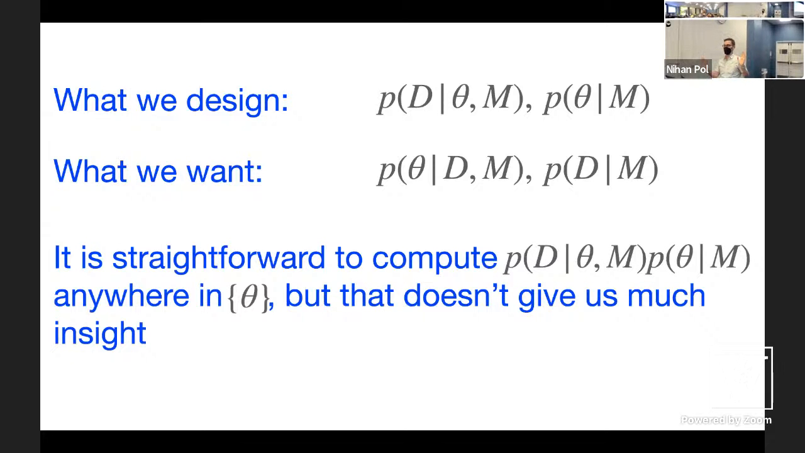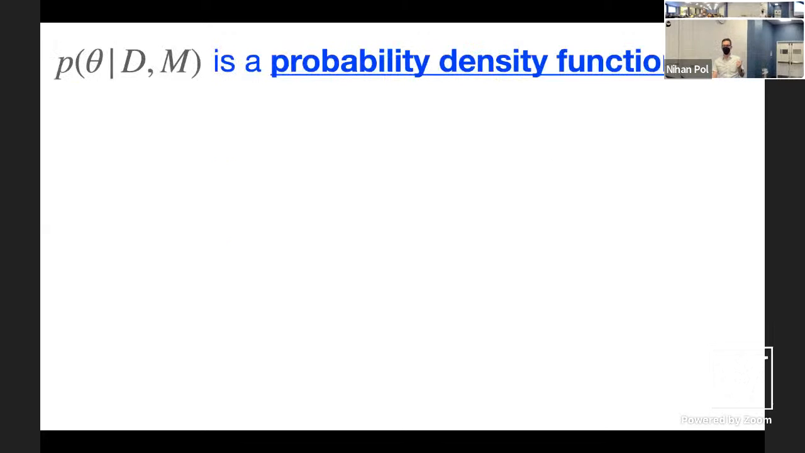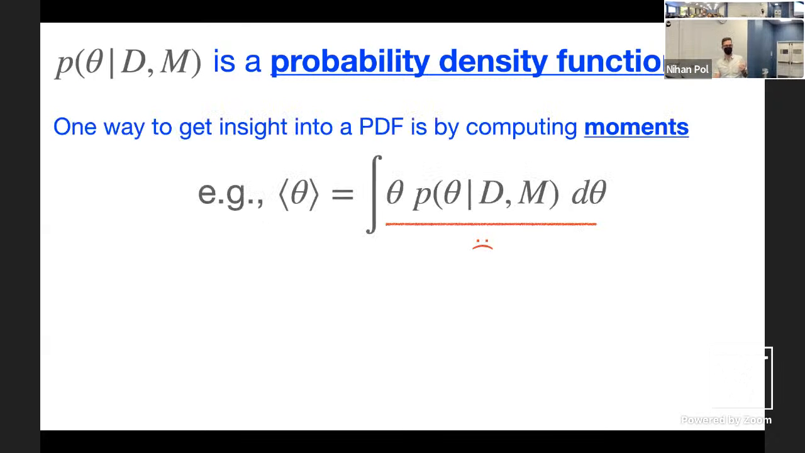And it's really straightforward to calculate, right? We've invented these two functions. We can calculate them anywhere we want in parameter space, no big deal. The trouble is, that doesn't really tell you anything because they're probability densities. So why doesn't it tell you anything?